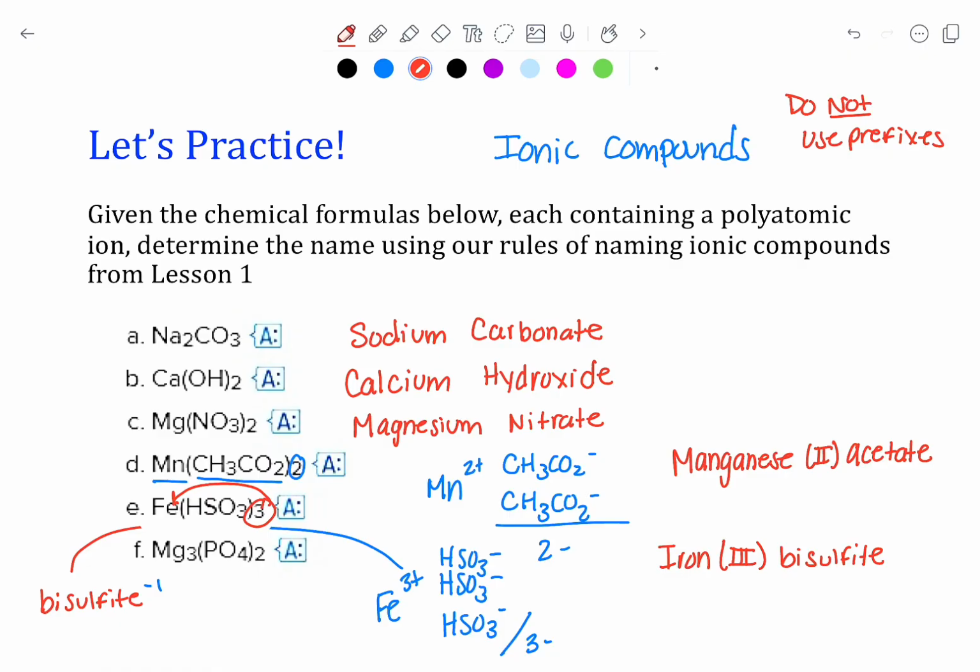And our last example here does not require a Roman numeral because it's magnesium. So you have magnesium. Our last polyatomic ion there is phosphate. So this would be magnesium phosphate as our last one.